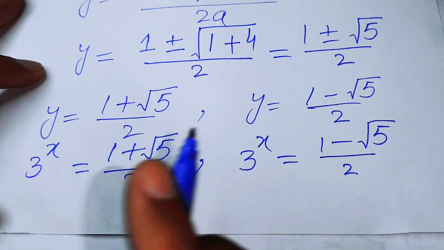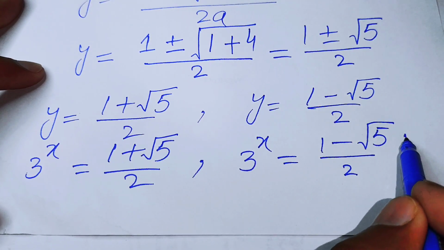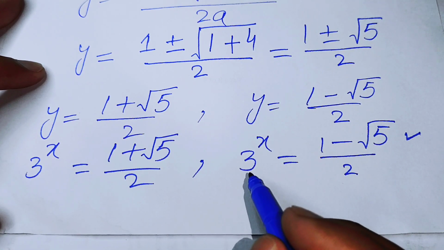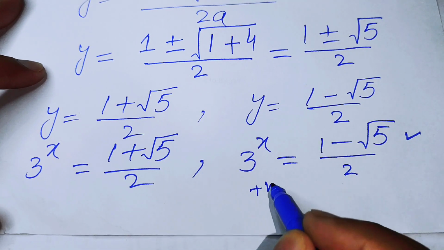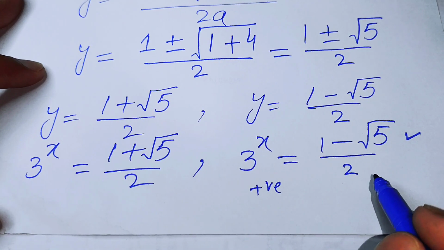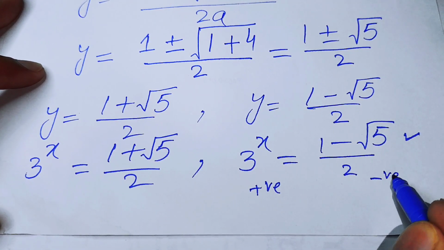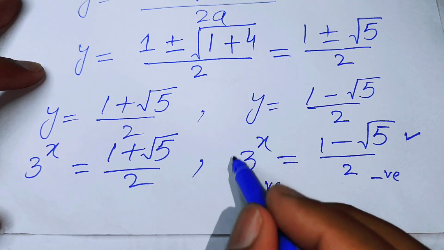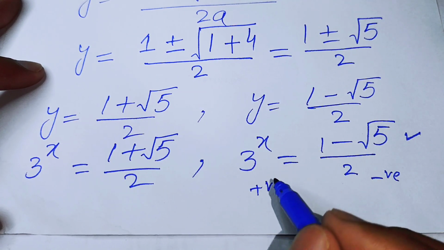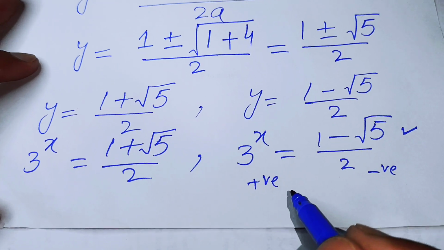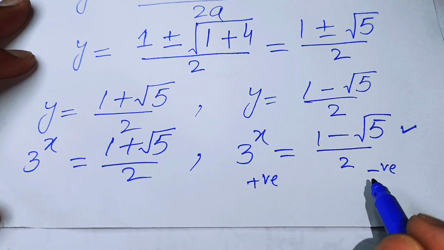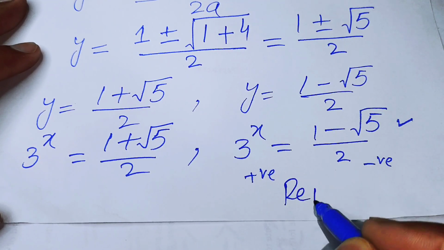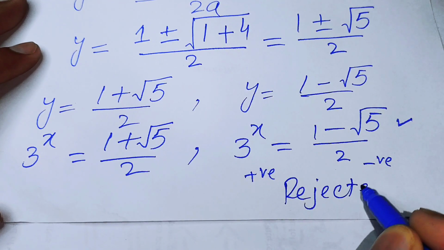First I will discuss the second case, this one. In this case we have an exponential function, which is always positive, and this expression gives a negative value. Positive and negative values cannot be equal, because an exponential function always gives a positive value, so it is not possible for it to equal a negative value. So we reject this case because it is not possible.